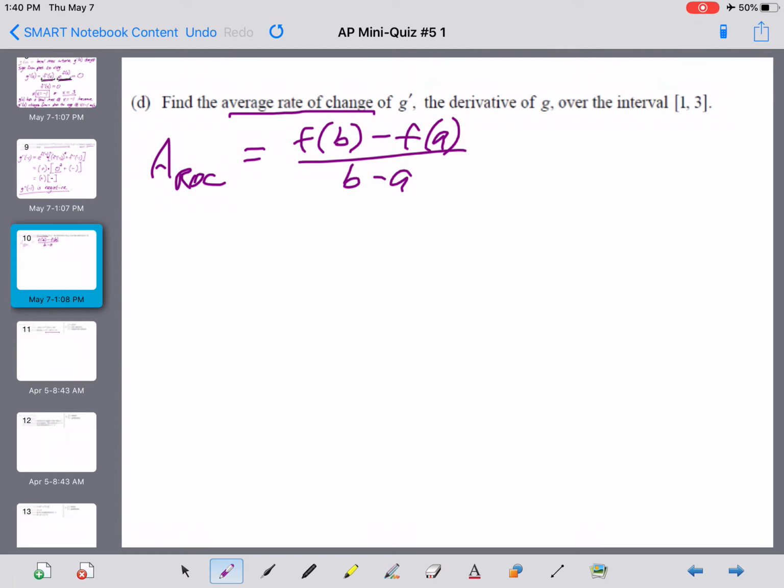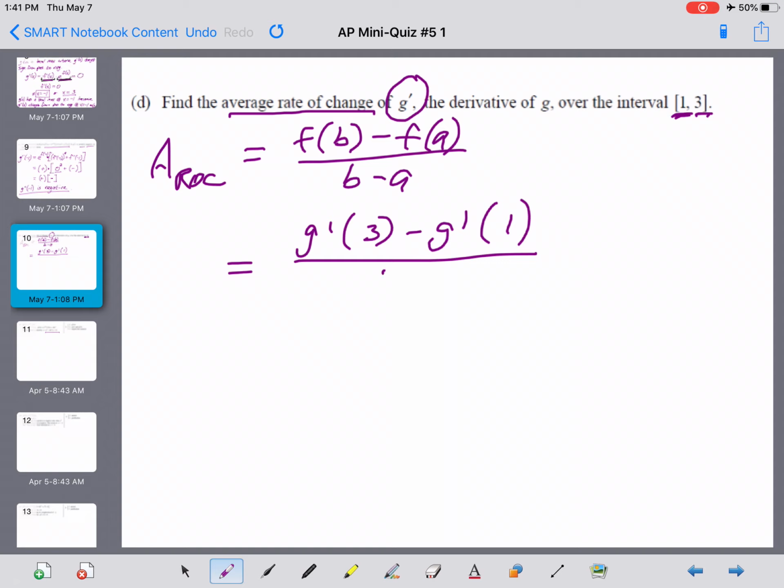The tricky part right here, guys, is that we've got to try to remember that we're doing the average rate of change of g prime, not the average rate of change of g. So to write this a different way here, we're doing g prime evaluated at b, which is 3, minus g prime evaluated at a, which is 1, all over the change in your x values, which is going to be 3 minus 1.